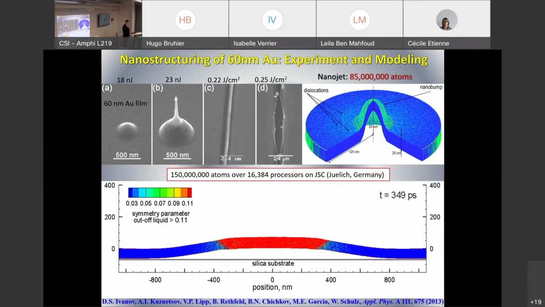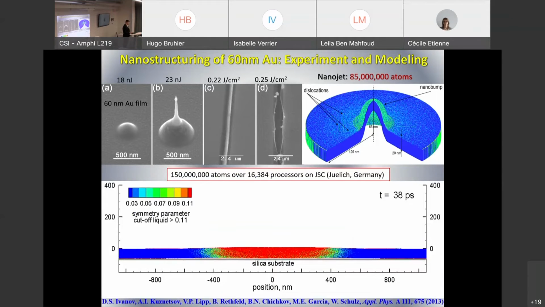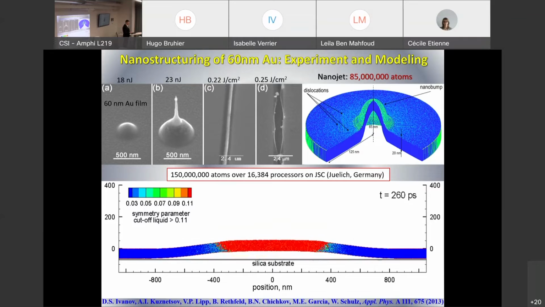The atoms here are colored by symmetry parameter, so that we can identify liquid from crystals. So we can observe here the process of melting. We can also see some propagation of melting along the dislocation planes. The dislocations resulting from rapid expansion of the central part of the film increase the potential energy of the atoms constituting these dislocations, and therefore melting easily propagates along these dislocations. We also observe elastic-plastic deformation, and we see how the structure slowly elevates above the substrate.